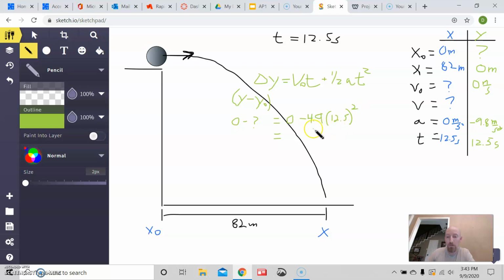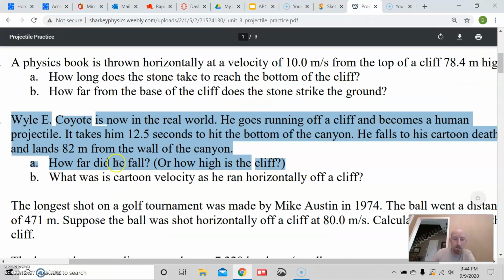All right. So I'm going to do my math. 12.5 squared times negative 4.9. I do 12.5 squared first. The squared is only being applied to this 12.5. Then I multiply by negative 4.9. I got negative 765.6 meters. And so you could look at that as well. That's the displacement that he fell, right? If you think about this in terms of 0 minus something, you could turn this into a positive and say this is the height of the cliff, which is positive 765. And it looks like the question doesn't really care. They are going to accept one or the other.